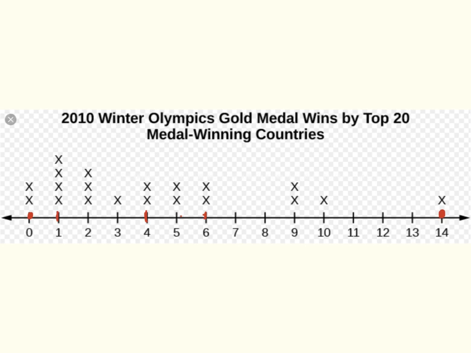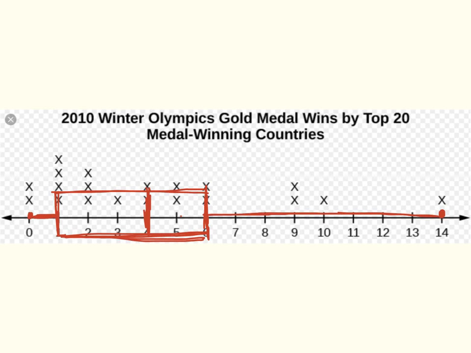If I find the middle of my data, that would be 4 medals. The top 25 got from 6 to 14 medals. The middle half got from 1 to 6 medals. There's my middle half. Half of the participants, half of the Olympians got from 1 to 6 medals. My whisker on the low side is pretty short. My whisker on the high side is very long.